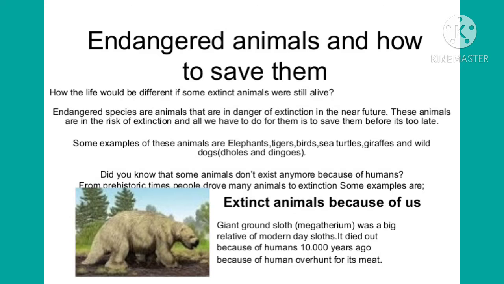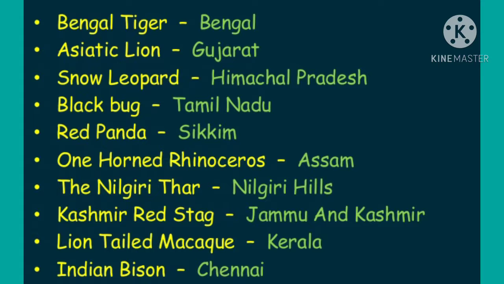Now, the IUCN published information about endangered species worldwide as the Red List of Threatened Species. A few famous or known species are the Bengal tiger, Asiatic lion, snow leopard, blackbuck, red panda, one-horned rhinoceros, Nilgiri tahr, Kashmir red stag, lion-tailed macaque, and the Indian bison. These are a few endangered species out of all the species.